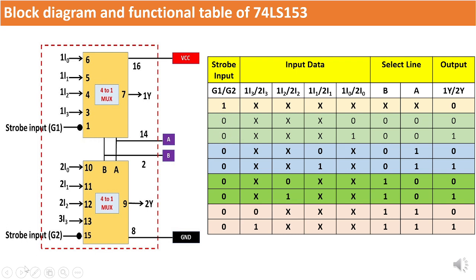low. When the select lines are set to logic low, i.e., B equals A equals 0, both 1I0 and 2I0 of the upper and lower multiplexers are selected at the respective outputs, 1Y and 2Y. When the select line combination is B equals 0, A equals 1, 1I1 and 2I1 are chosen at the outputs. For the select line combination B equals 1, A equals 0, 1I2 and 2I2 are selected at the outputs. Lastly, when the select line combination is B equals 1, A equals 1, 1I3 and 2I3 are selected.